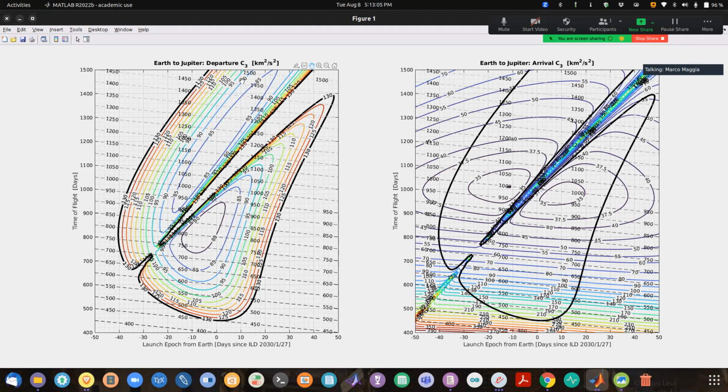And then the maximum amount of time, clearly here, it exceeds 1500 days. We don't have to go for that. We can just cut off at 1500. That's going to be fine. More than that, it's really not going to be viable. So the range of time of flights between Earth and Jupiter will be between 450 and, let's say, 1550. Okay.